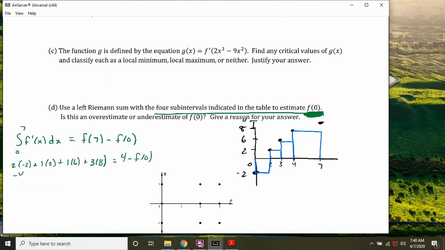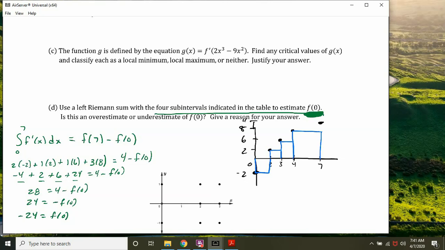So we get, let's see, negative 4 plus 2 plus 6 plus 24. Negative 4 and 2 is negative 2, and 6 is 4. And 24 is 28. 28 minus 4 is 24, which equals negative f of 0. So it looks like negative 24 is going to be the f of 0 value here.